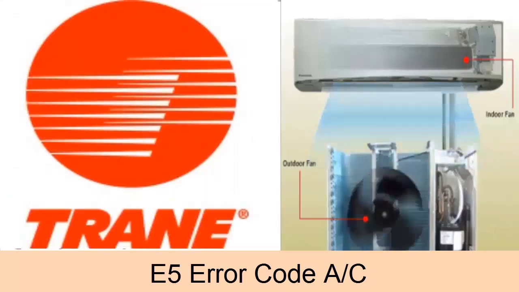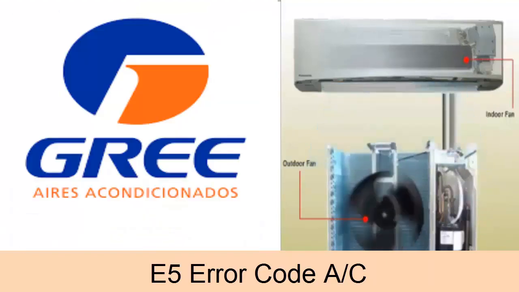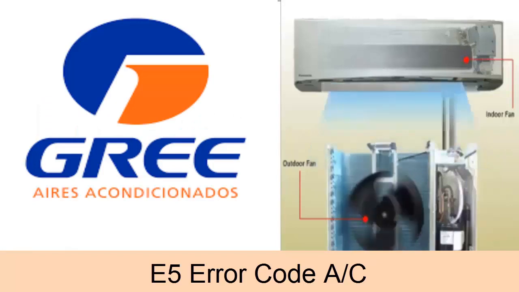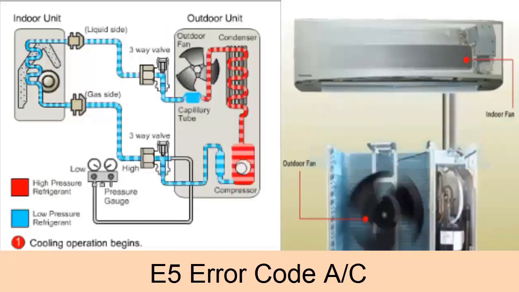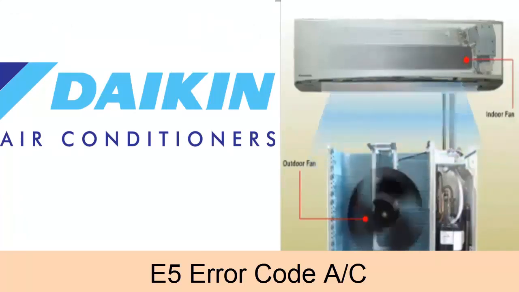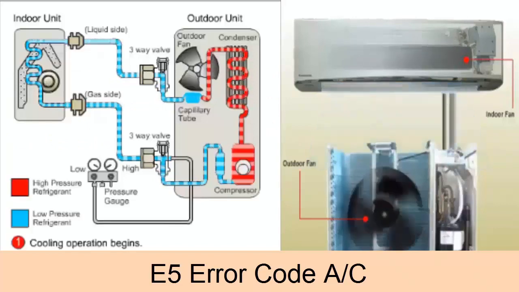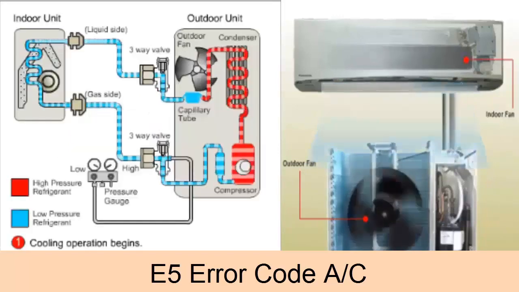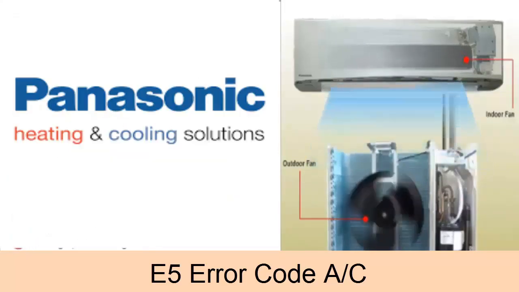For Trane, error E5 is related to power supply overvoltage problems. For the GRE and higher brands, the E5 error in split systems is associated with overcurrent issues, while for portable GRE air conditioners, it indicates overvoltage problems. The Daikin error code reflects problems with the inverter compressor motor or overheating. For the higher manufacturer, the E5 code represents the presence of an overcurrent protection limit. For Panasonic, error E05 indicates an error in the indoor unit when transmitting a signal to the outdoor unit.